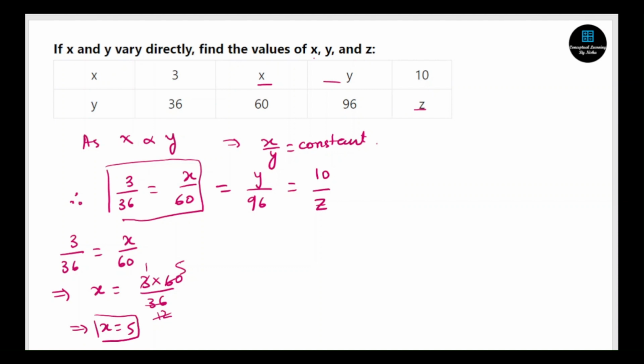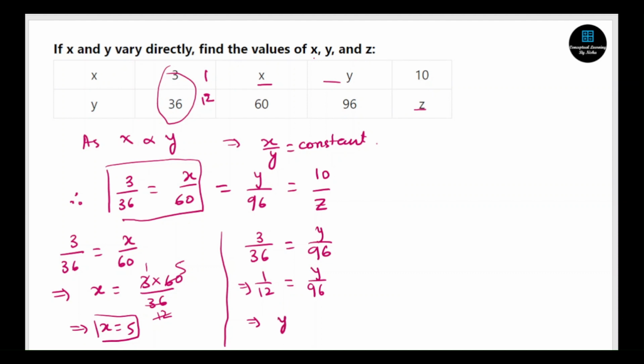So I got my first answer. Now if I take 3 upon 36 equals y upon 96, so what do we get? See, I can just make this ratio simple first by solving this. So I'll get 1 over 12, and now every time I can take 1 over 12, so that my calculation remains very easy, right? So y over 96, and then what do we get? y equals 96 upon 12. I'll get y equals 8, right?